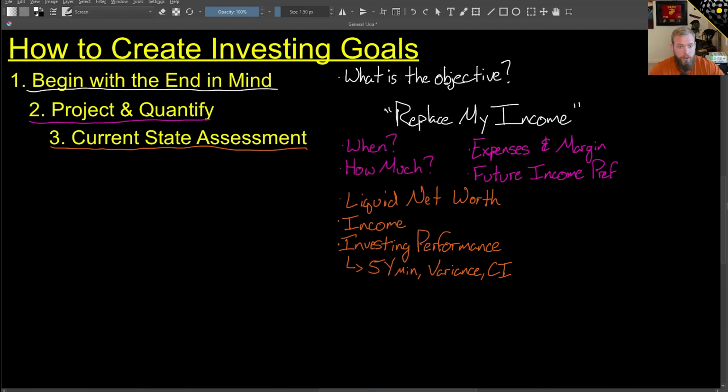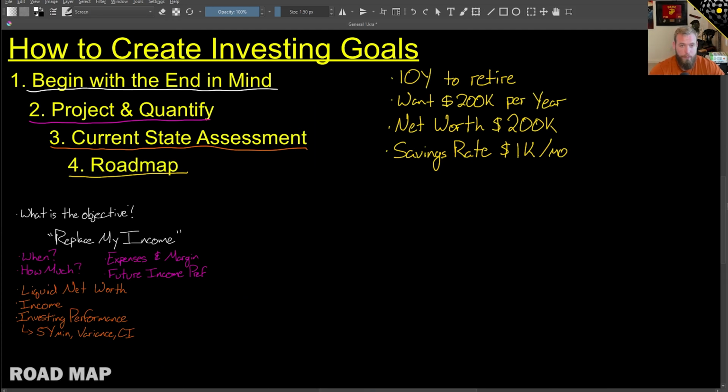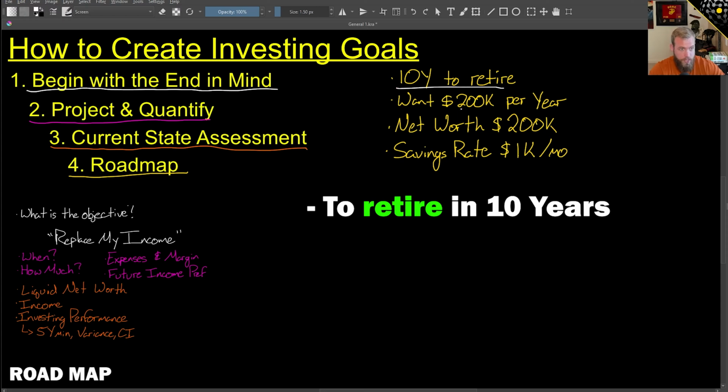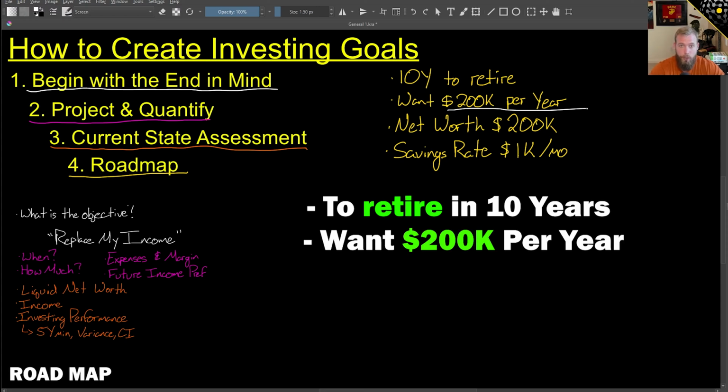So now we understand our current state. Let's talk about a roadmap. So what this is, I'm literally going to walk you through an example. So let's say that we want to retire in 10 years. Let's say that we want $200,000 per year.